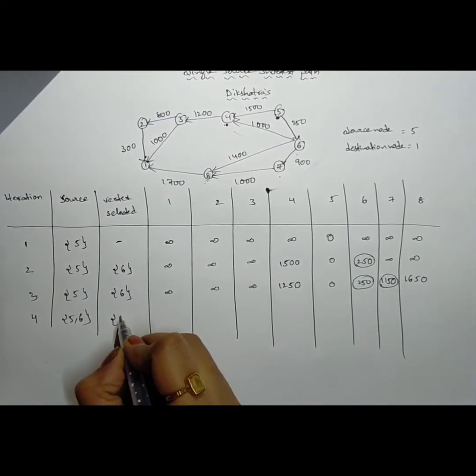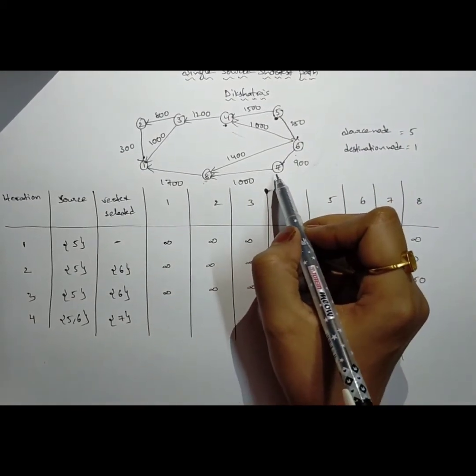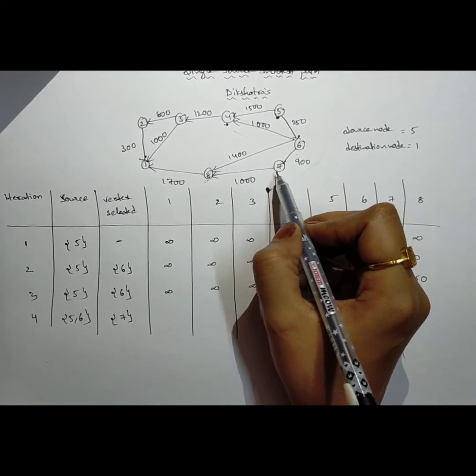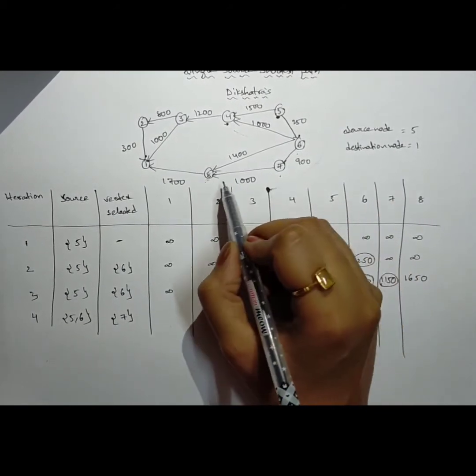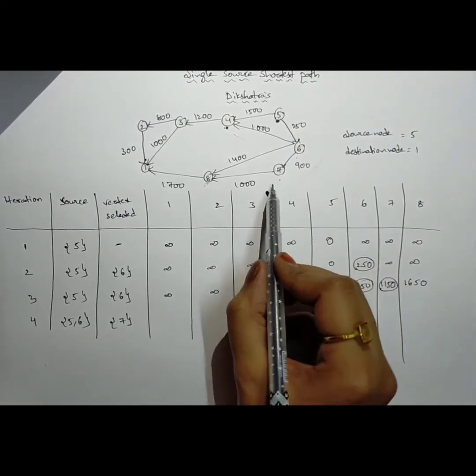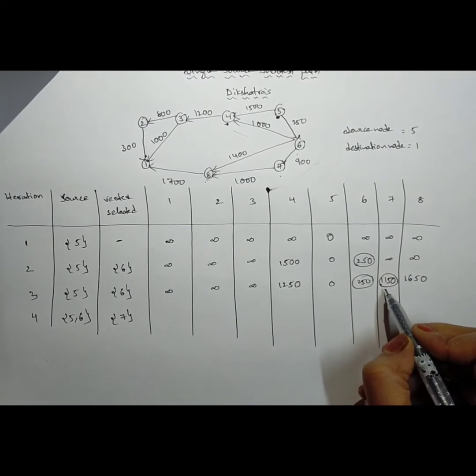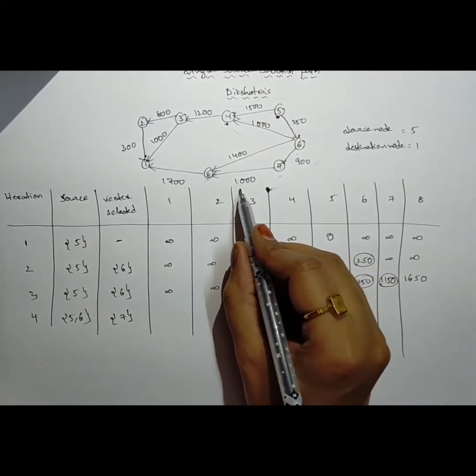So the vertex selected is 7. Now you need to check the direct connected edges from vertex 7. Here we have only one edge, that is 7 to 8 with distance 1000. Till 7 we have a weight of 1150, so I am adding 1150 to 1000.